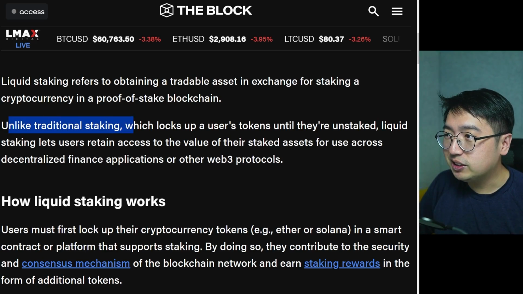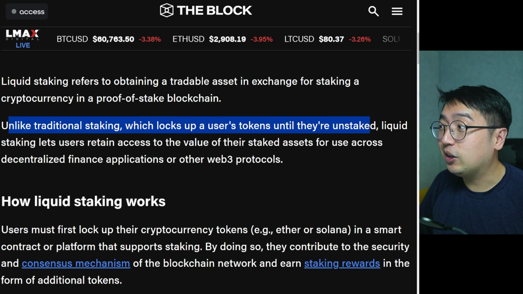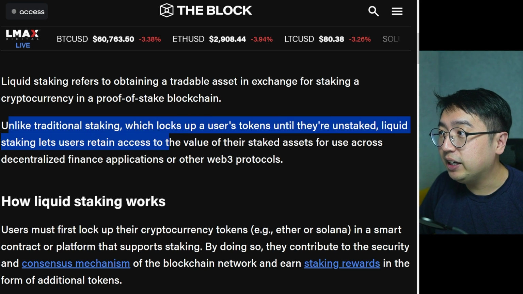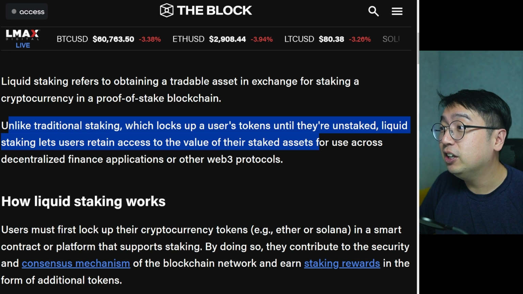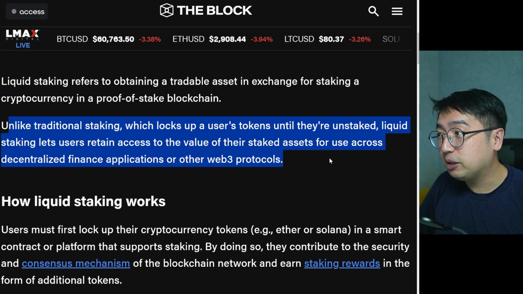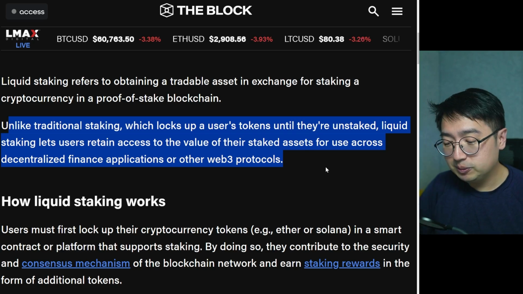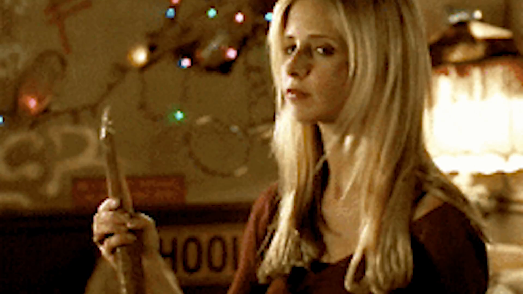Because unlike traditional staking, which locks up a user's tokens until they're unstaked, liquid staking lets users retain access to the value of their staked assets for use across decentralized finance applications or other Web3 tools. Because when you stake your coins to a network, it's locked on there. Sometimes it takes a while to unstake them. Sometimes it takes a while to get those rewards, and you don't really get that compound interest, which means you get APR instead of APY. A lot of technical things, but to put it simply, liquid staking just simplifies that process where you can get more value out of staking.